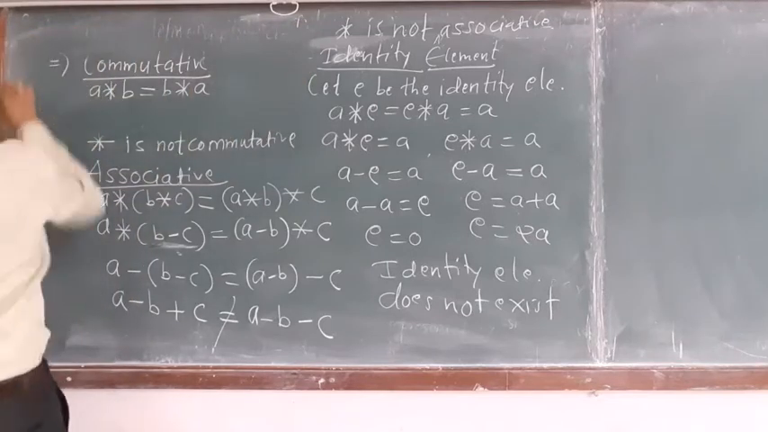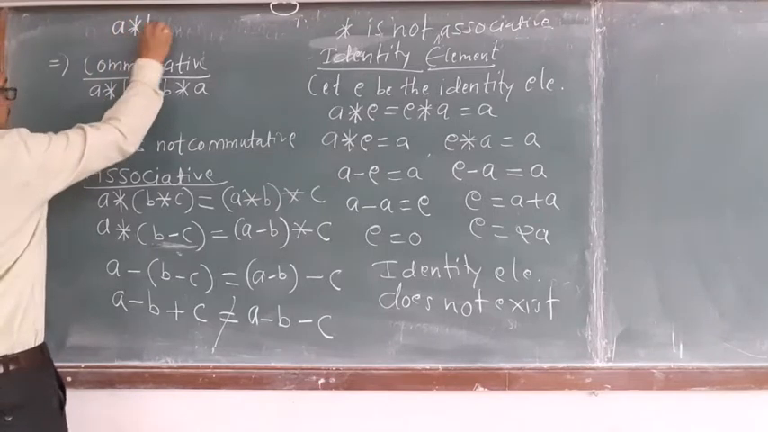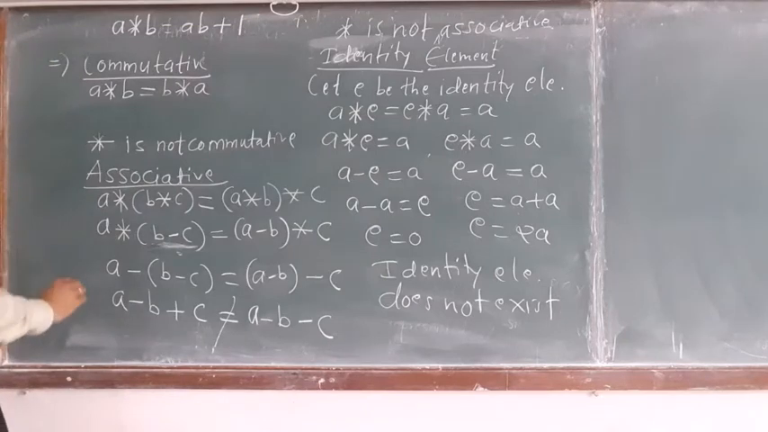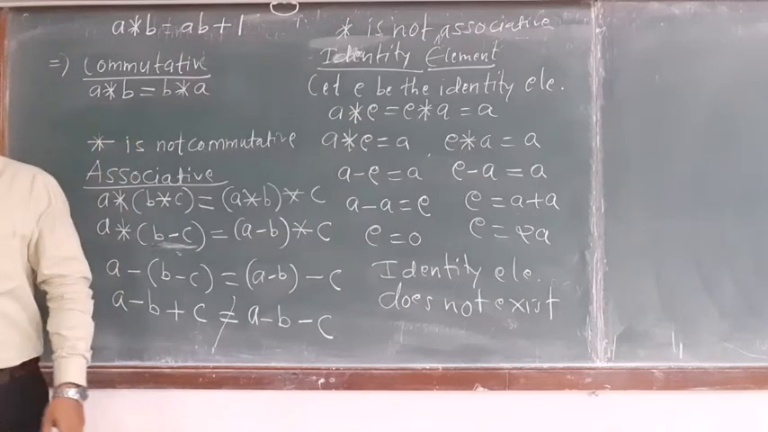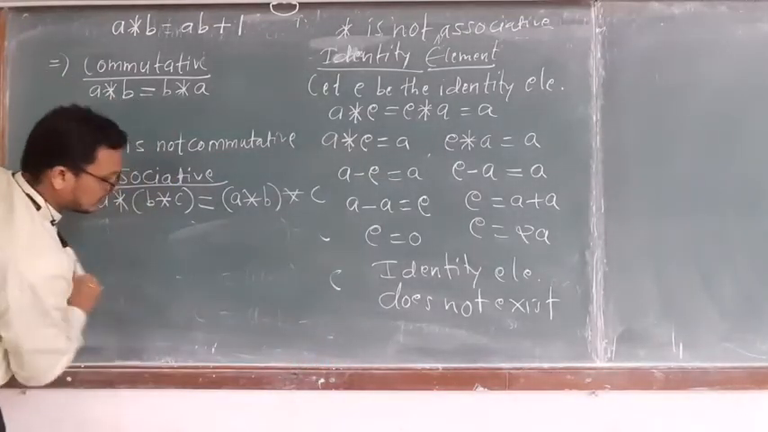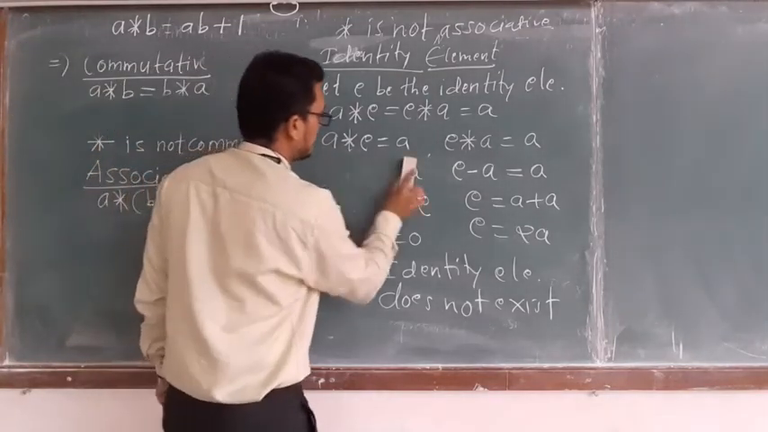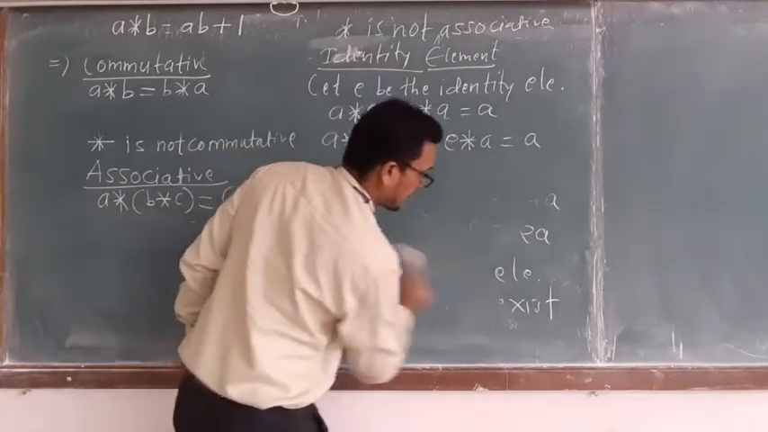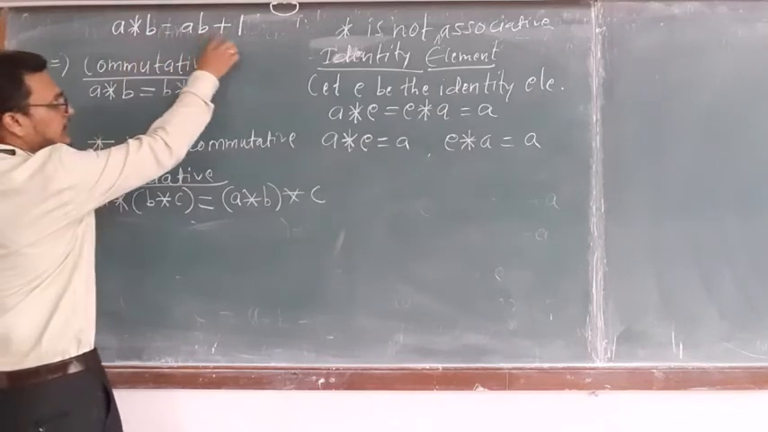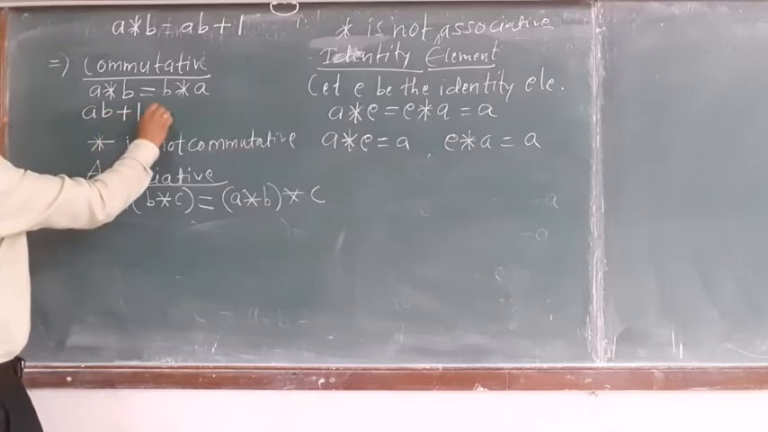I will take one more question here, that is A star B is equal to AB plus 1. Here again you have to check commutative, associative and existence of identity. So I will rub this previous part. Let us see the solution now. Now A star B is what? AB plus 1.